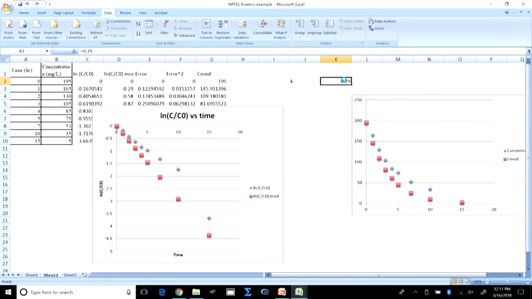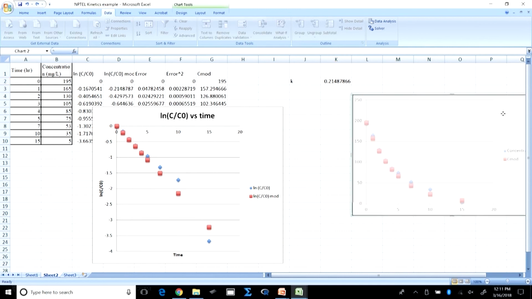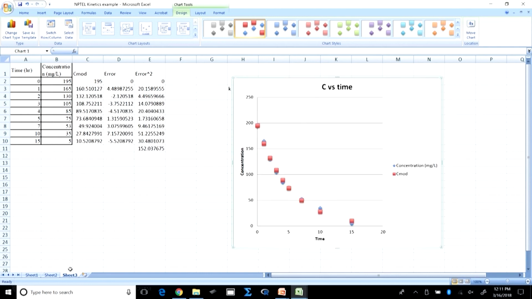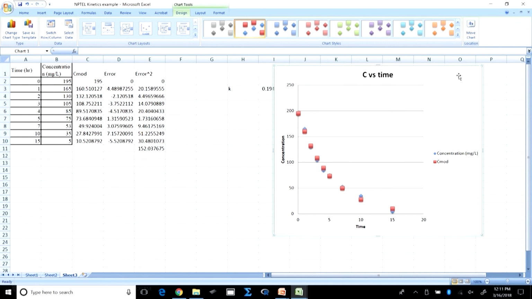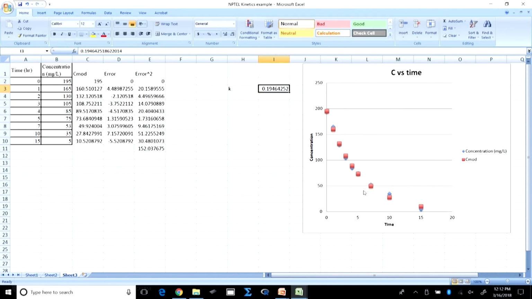So let us go back to our value, 0.21. Now you see that this is minimum. At the same time, I also calculate Ct, and this is the graph. Now let us go back to non-linearized regression, and the same case applies here. Instead of the natural logarithm of Ct by C naught, we looked at C versus time. Again we end up with a value of 0.195, and for that we have a graph between the model value and the true value.